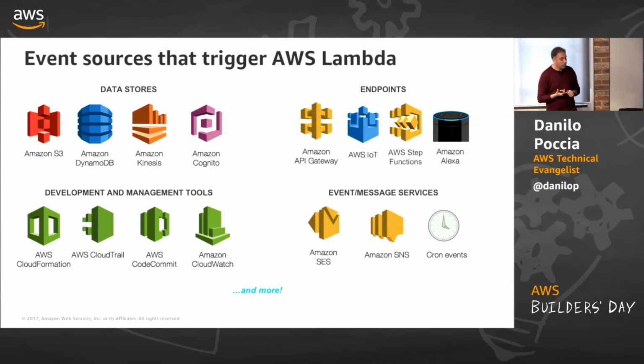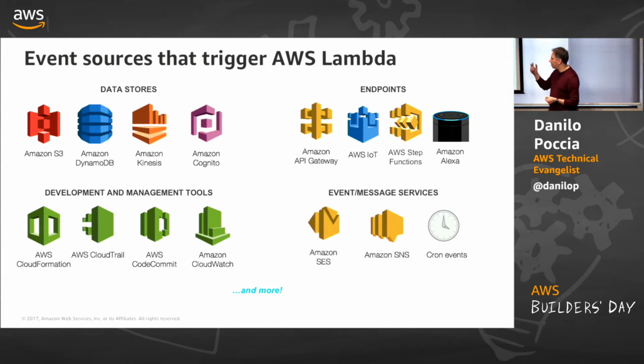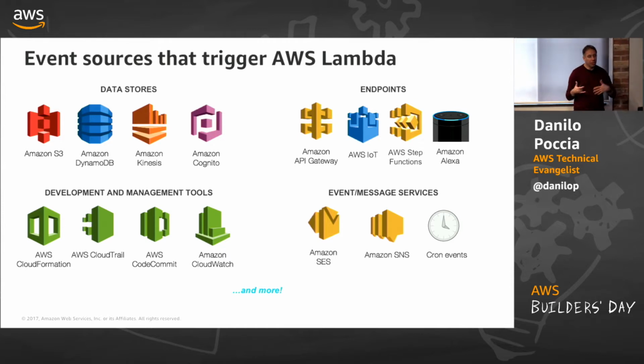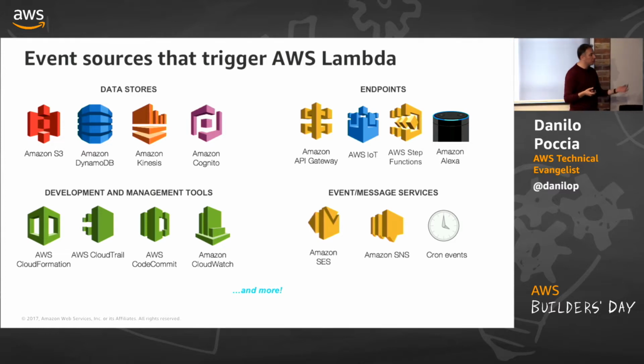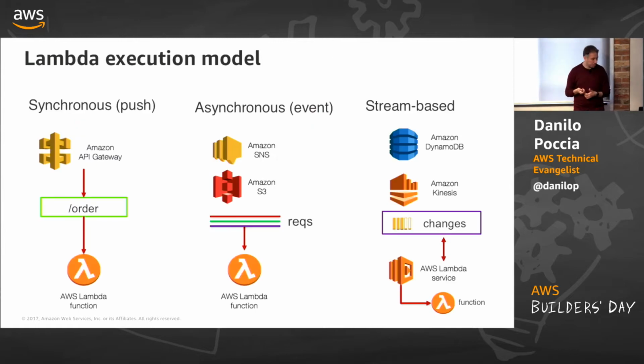And there are also more event or message-oriented services, such as Amazon SNS, the notification service that we have. SES is the Simple Email Service, so you can, for example, create an automatic service that receives emails and triggers Lambda functions to process those emails. And with CloudWatch Events, you can also do cron events. That means that you can schedule the triggering of a Lambda function. And this is very common for the IT architectures or housekeeping scripts that I was mentioning before.